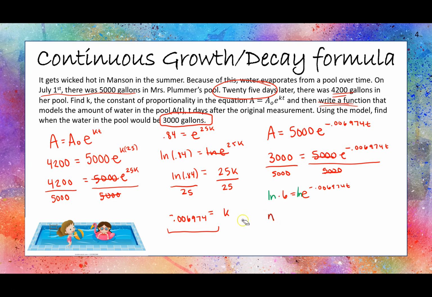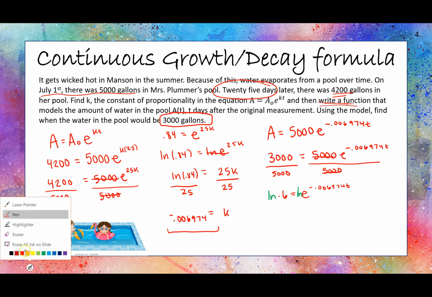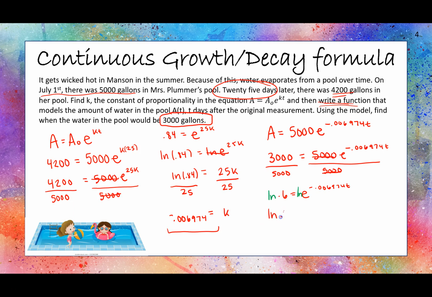Who knew that was a different color? Can you tell the difference? I can. We're left with an ln of 0.6.